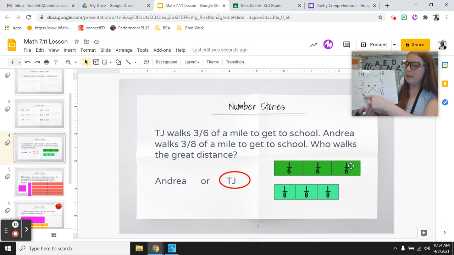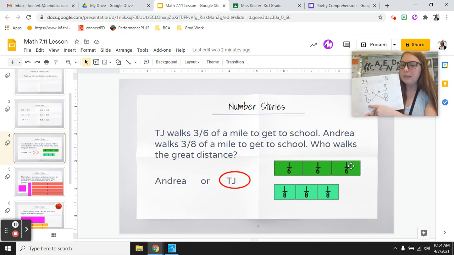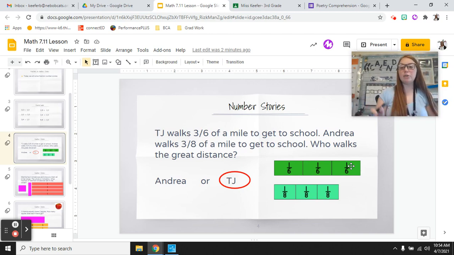So 3/6 equals 24, 3/8 equals 18. So now you pick which one is greater. 3/6 or 3/8, so 24 or 18. So again, we would pick the 24. 24 is greater than 18. So we would then go down and say 3/6, which was TJ, is greater than 3/8. Just like what we found using our fraction strips. So like I showed you here, this is called cross multiplication. And again, it's a quick, efficient way to compare fractions. The important key to cross multiplication is knowing your multiplication facts.